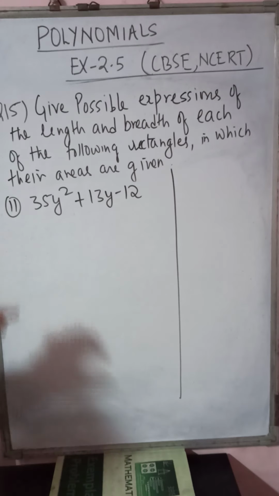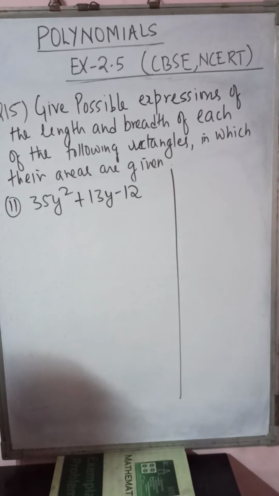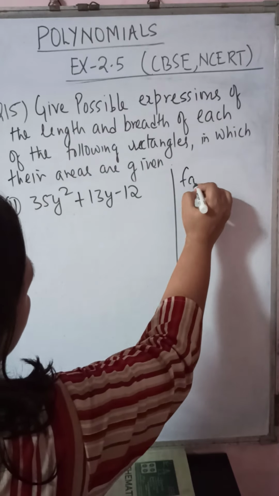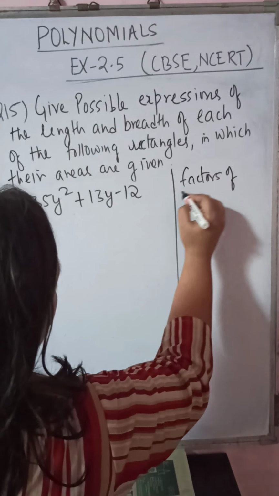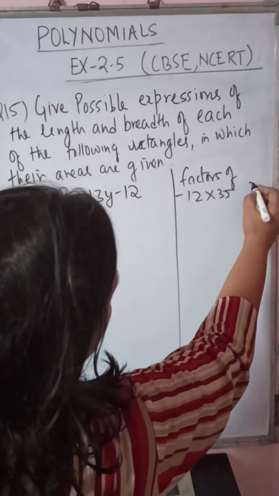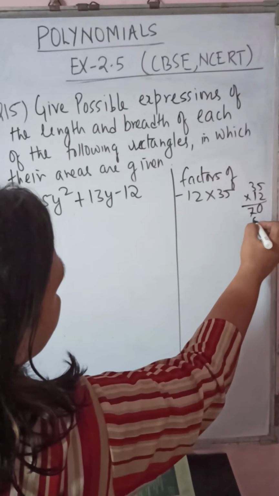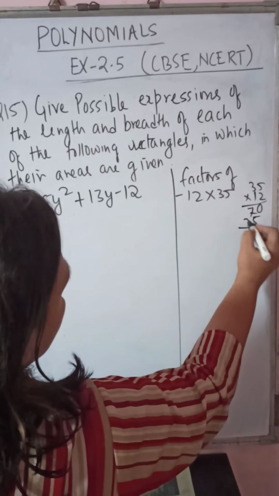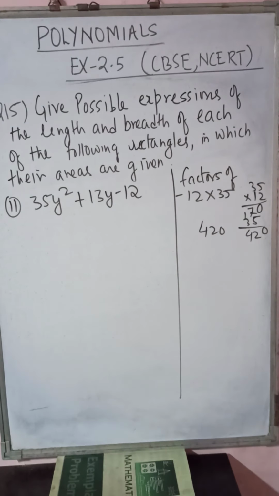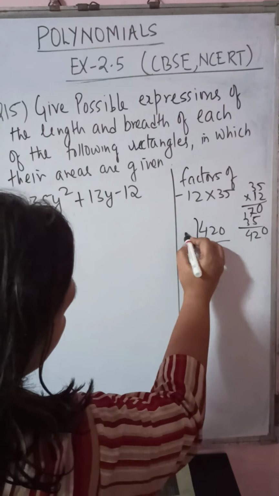Question number 15, second part. 35y square plus 13y minus 12. Again same thing. You need to find the factors of minus 12 into 35. First of all, we will see what we are getting. 35 into 12: 2 5s are 10, 2 3s are 6, 7. 1 5 is 5, 1 3 is 3, 0. 12, 420. So we need to find the factors of 420 such that when you add or subtract them, you get plus 13. So we'll just see. 2 2s are 4.